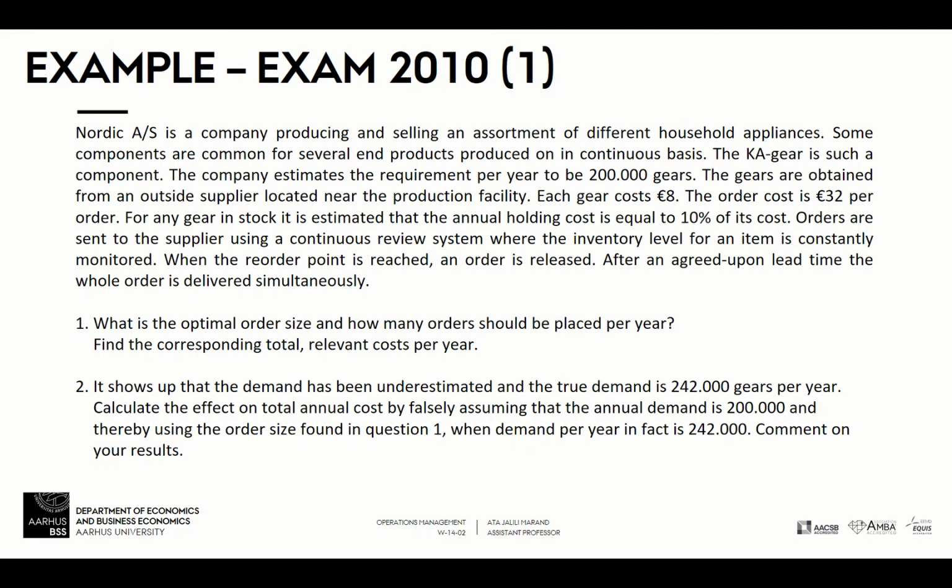This is an example of a deterministic model. So we need to calculate the economic order quantity in parts 1 and 2 for two different demand scenarios. And also we need to calculate the effect on total yearly cost by falsely assuming that the demand is 200,000 instead of 242,000. Let's do our calculations.